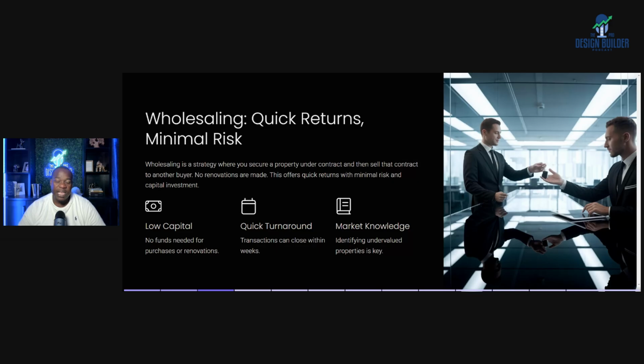Identifying undervalued properties is key. What makes wholesaling work is you are the one creating the initial action to get this person under contract. Before they even hit the market, you're doing marketing practices so you can get in front of these homeowners and present an offer to them, and that's where you create your value. That's why wholesalers are so important.